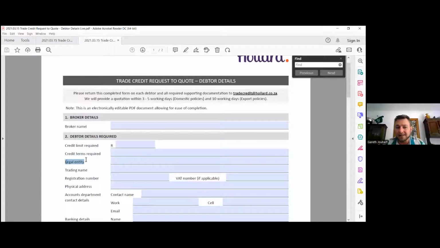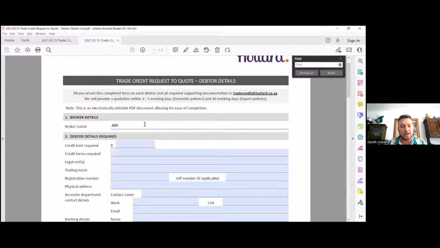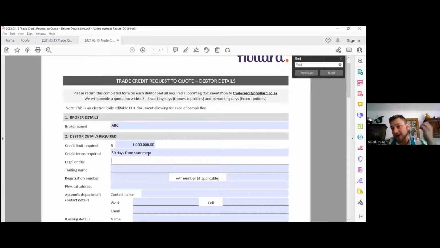The legal entity, so that would be who the business is. So I can't put a broker in here, right? Let's call it ABC. Credit limit, we're going to do R1 million. Credit terms, 30 days. And the legal entity, so this is the buyer, right? So this is your client's client. This is the one that you need cover on. And we're going to call this XYZPTY.